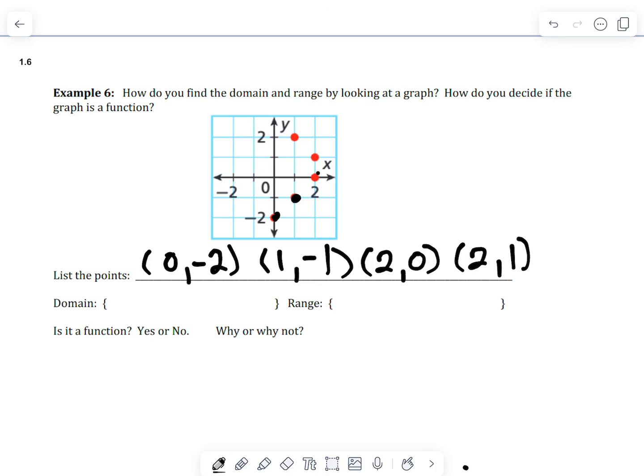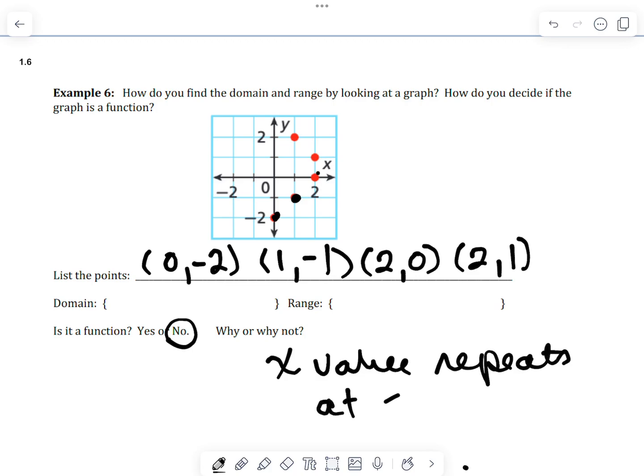We can identify that that is not a function because the x value repeats at 2. And then continue on. Next ordered pair, over 1, up 2. Again, it repeats again at 1.